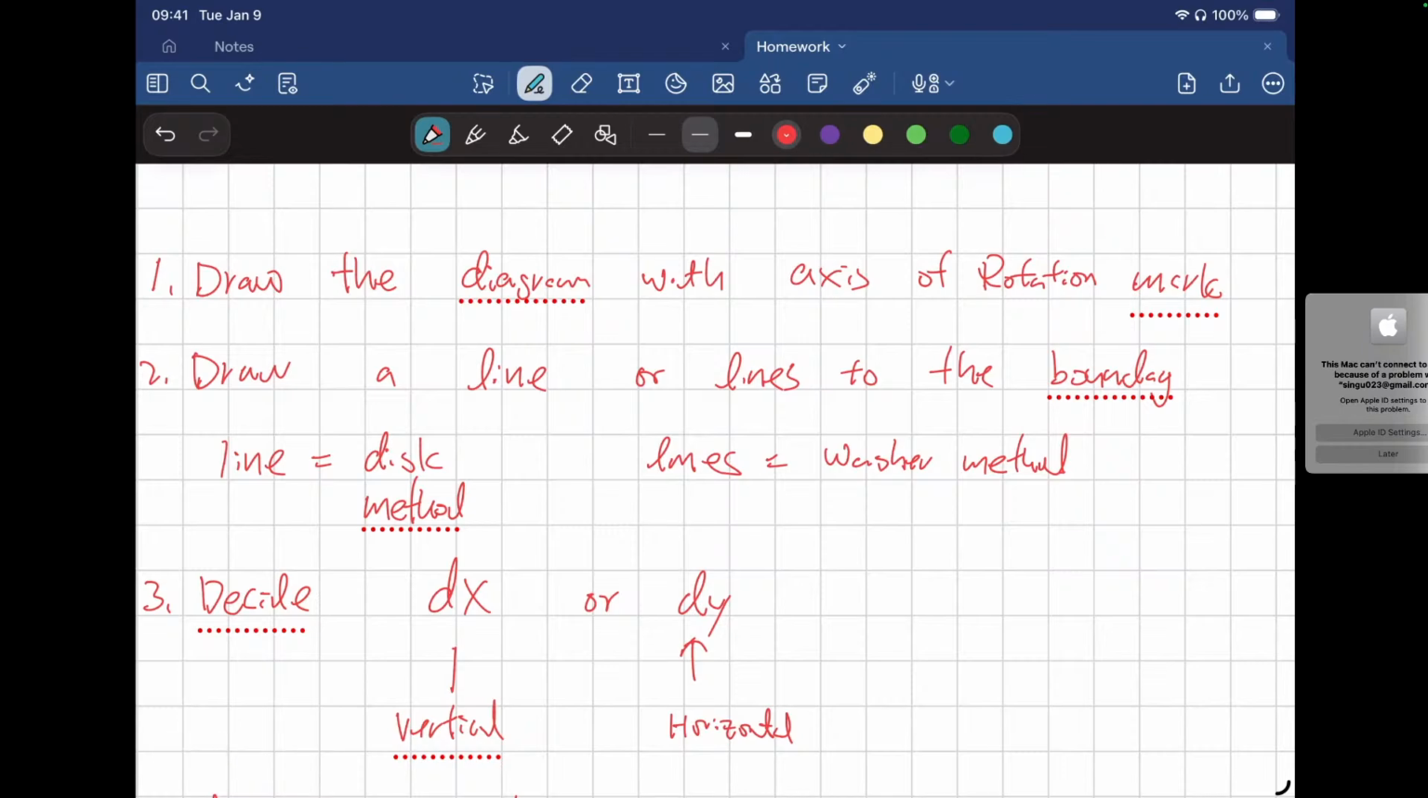I want you to modify something. Draw a line. I want you to include something here from the axis of rotation. So you have to draw from the axis of rotation, not from the boundary. It has to be from the axis of rotation, or the line, to the boundary.